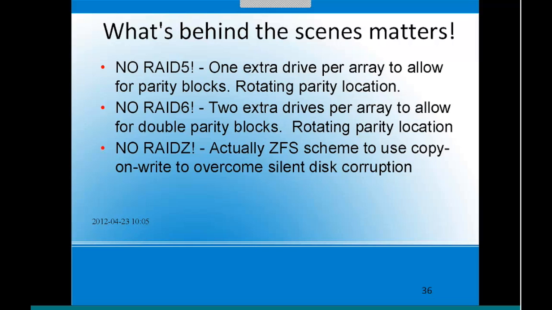Okay. Somebody also liked the idea of the way ZFS did things with copy on write, and said if we did copy on write and built it into an array, we'd overcome some of the problems with what we call silent disk corruption. Okay, and we'll talk about that also in a little bit. And that's RAID Z. Okay, it's basically a ZFS file system built into an array of drives.